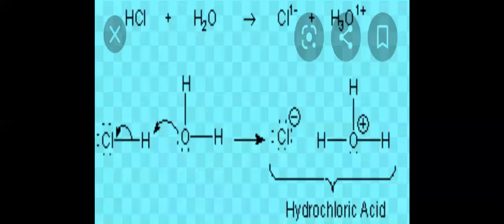An example is hydrochloric acid reacting with water to form chloride ion and hydronium ion. You can see in this case that hydrogen and chlorine share electrons with each other, but due to the high electronegativity of the chlorine atom, chlorine will pull electrons from the hydrogen atom. As a result, hydrogen becomes electron deficient and gets a partial positive charge.